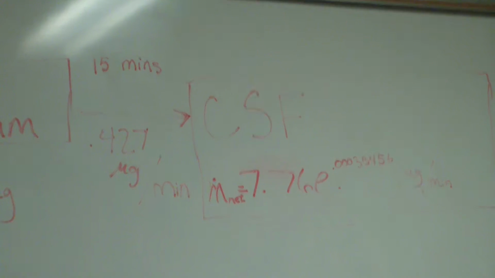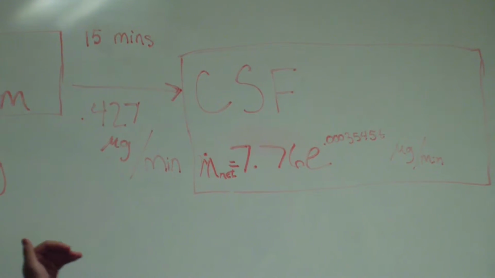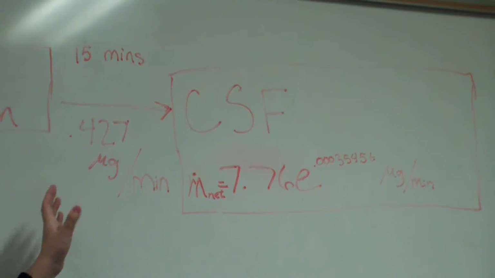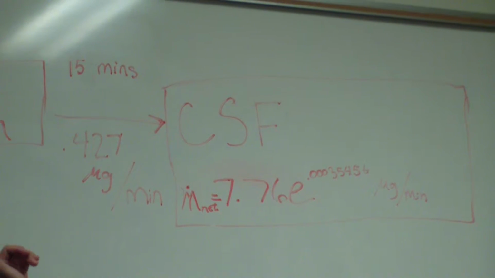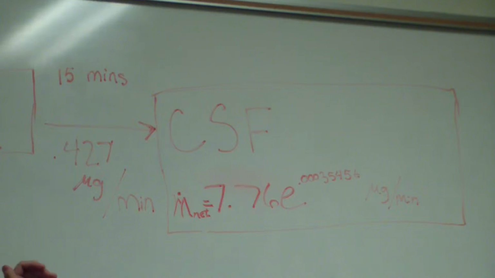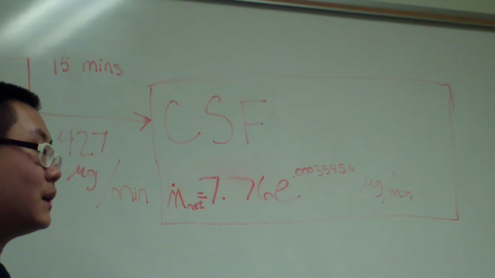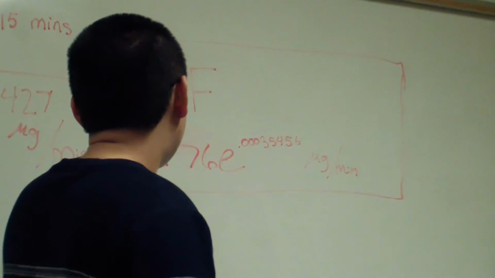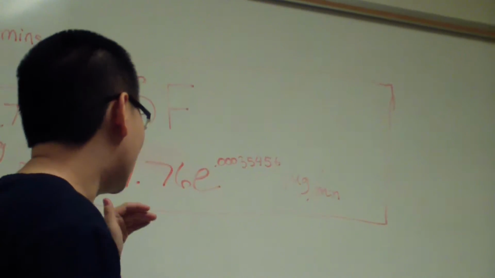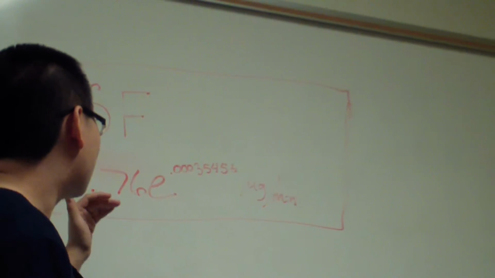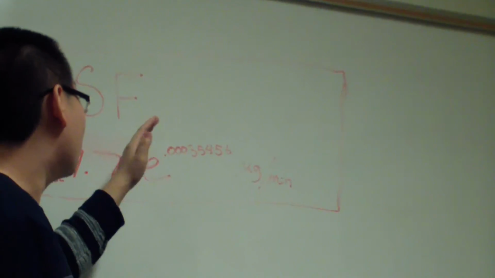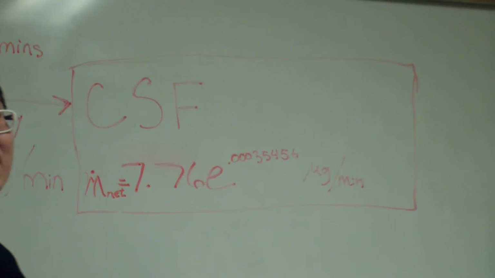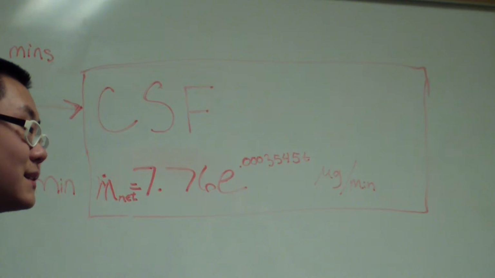So we applied the differential equation of the conservation principle and calculated the flow rate of bacteria into the CSF to be 0.427 micrograms per minute. In a similar fashion, we calculated the net growth rate inside the CSF to be 7.76 times e to the 0.00035 micrograms per minute. The net growth rate is calculated as the growth rate minus the death rate.